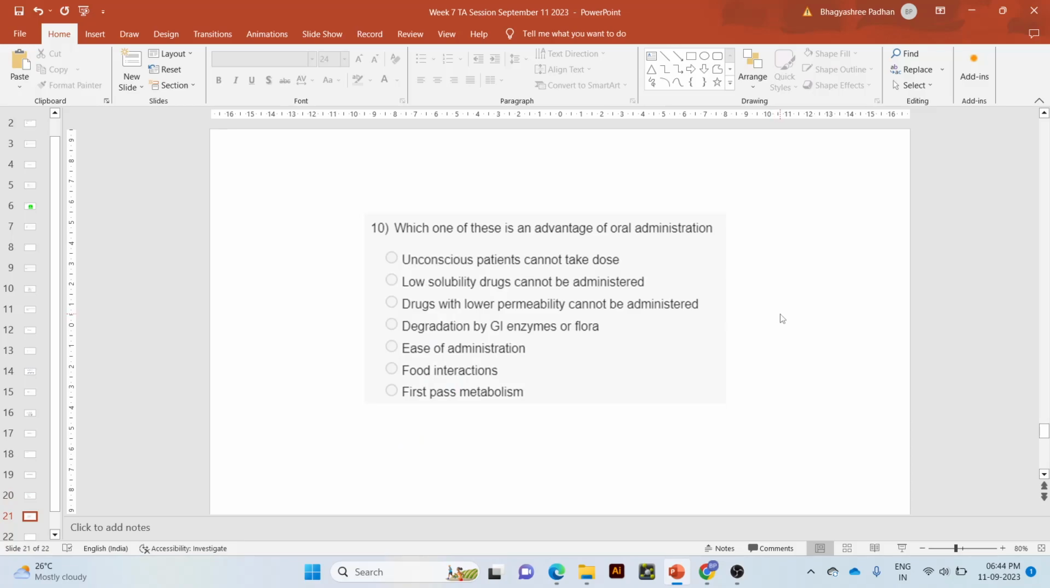Next question, which one of these is an advantage of oral administration? Unconscious patients cannot take dose, low solubility of drugs cannot be administered, drugs with lower permeability cannot be administered, degradation by GI enzymes or flora, ease of administration, food interactions, first pass metabolism. One of the most common advantages of oral administration is ease of administration. It's very easy to take oral drugs.